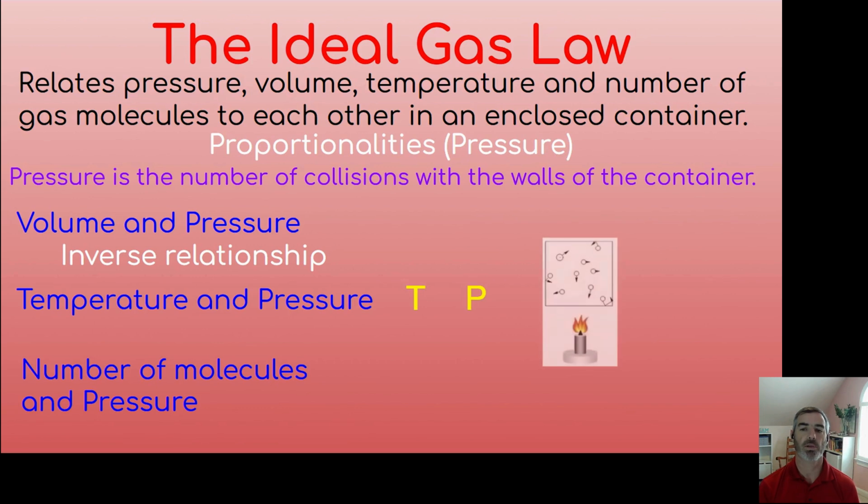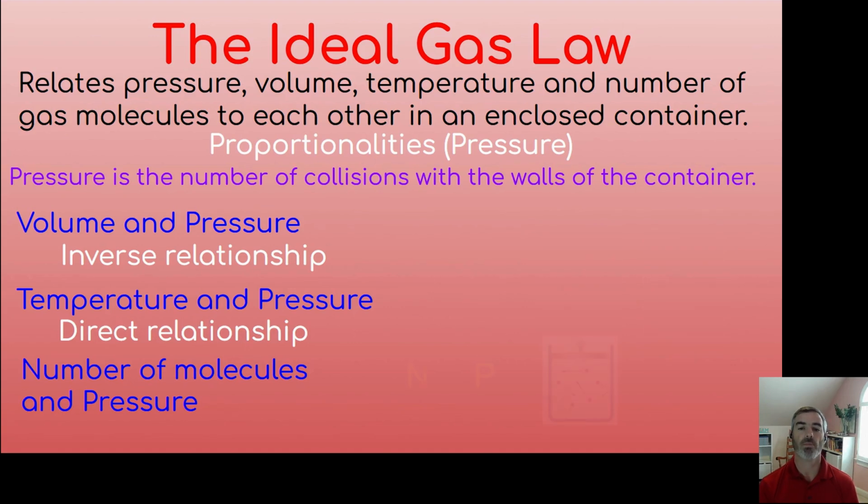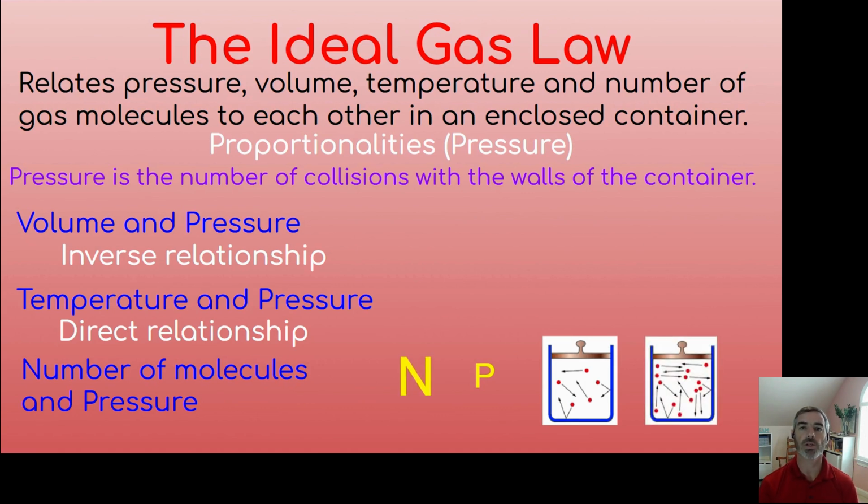So let's look at temperature and pressure. If we take a sample of gas and heat it so that the molecules are moving faster, that means the temperature is increased. That means the number of collisions with the sides of the container is also going to increase because they're moving faster. So pressure increases as well. So temperature and pressure have a direct relationship. Now, if we look at number of molecules and pressure, and we increase the number of molecules, that's also going to increase the collisions with the sides of the container because there are more molecules. So that's going to increase the pressure. That shows that number of molecules and pressure have a direct relationship.